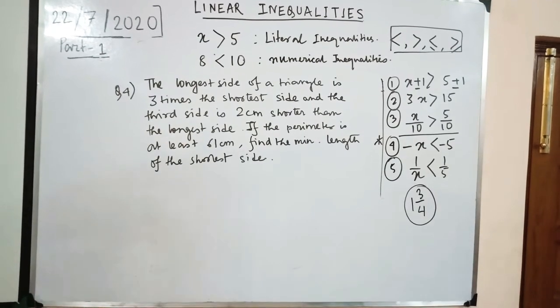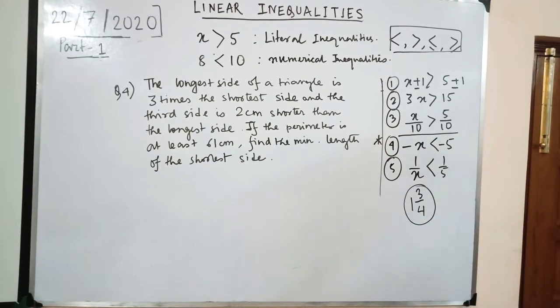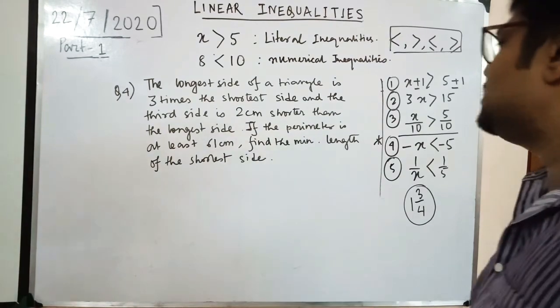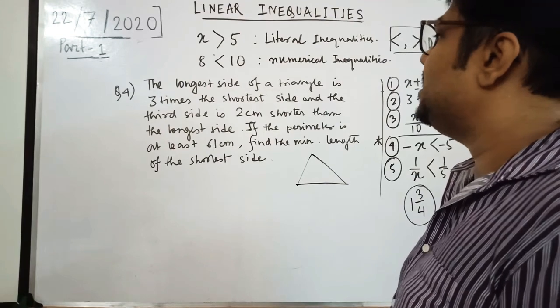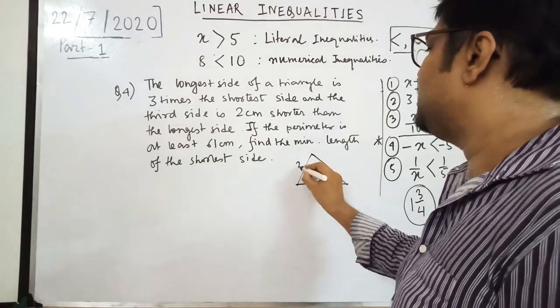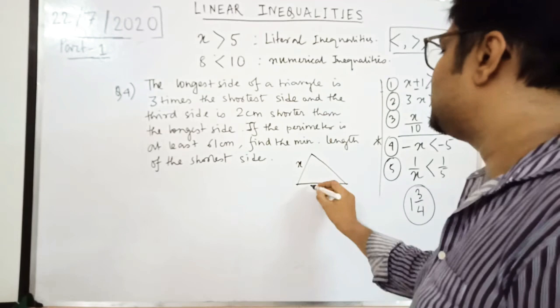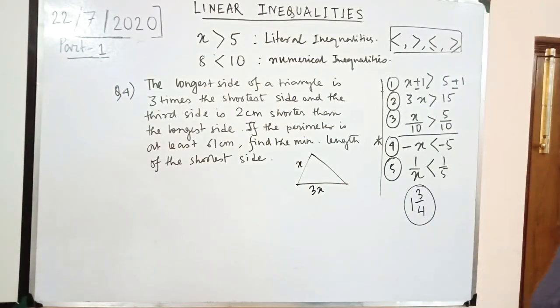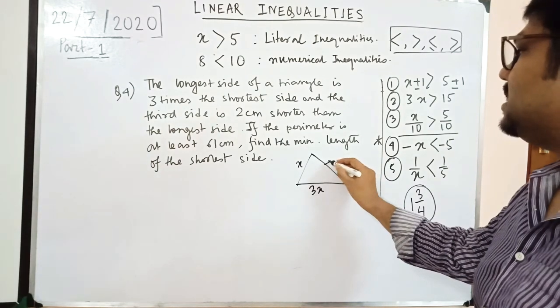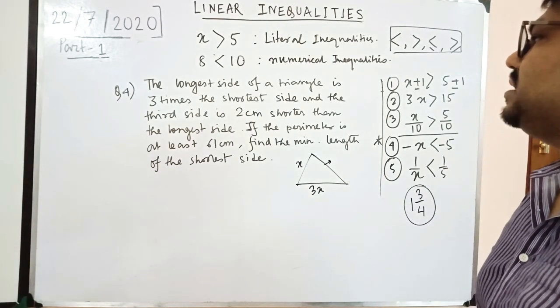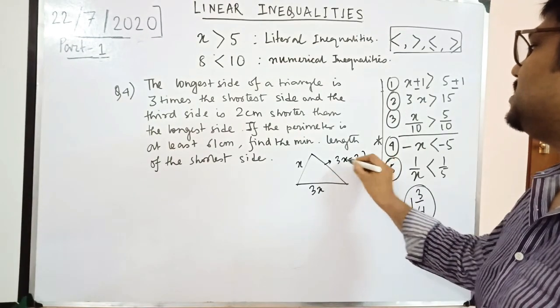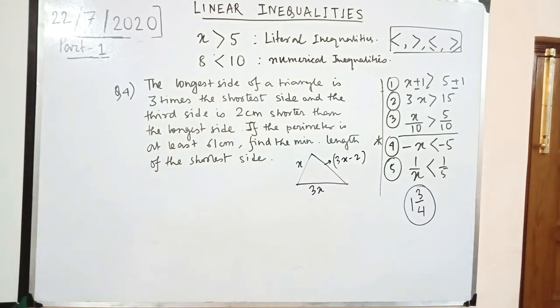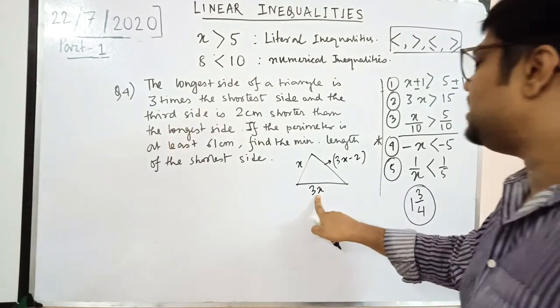We are back with another sum over here. So the longest side of a triangle, so let us take any triangle like this. The longest side of the triangle is 3 times the shortest side. So if I take this x, this will be 3x. And the third side is 2 centimeters shorter than the longest side. So it will be 3x minus 2. So longest is 3x.